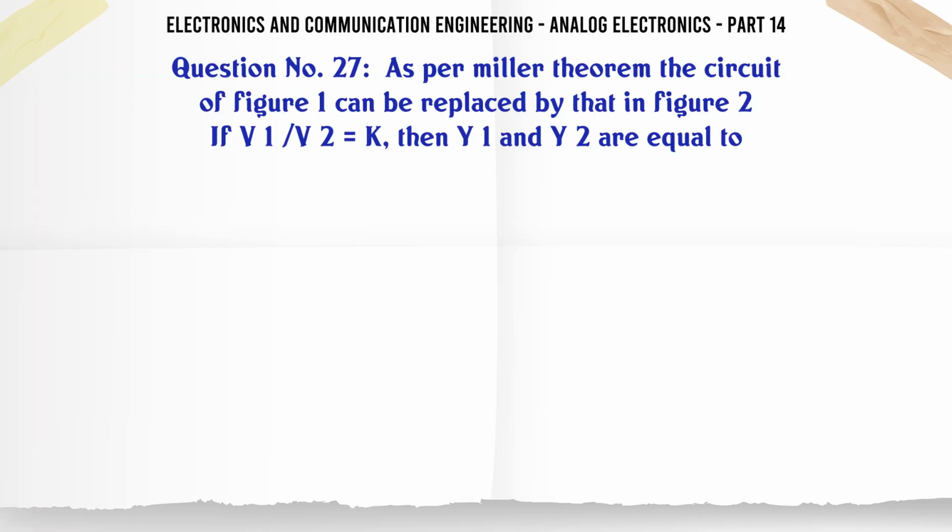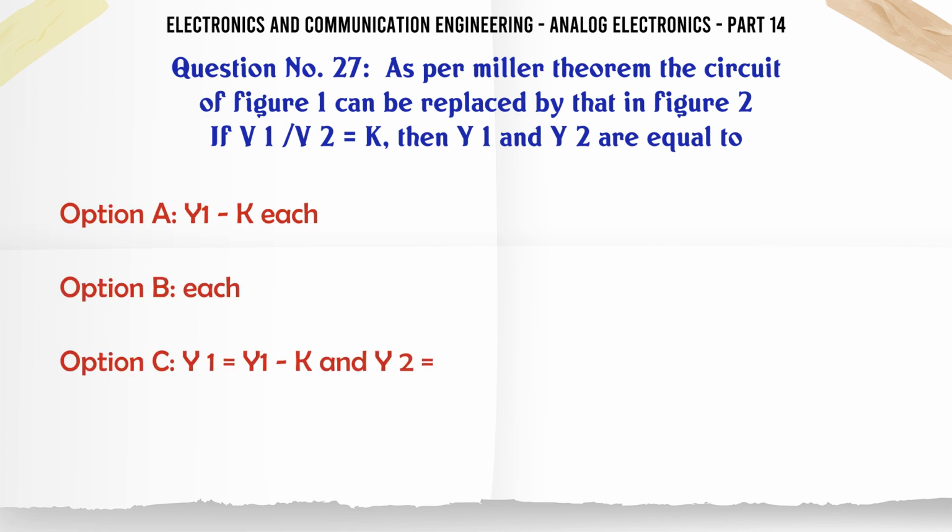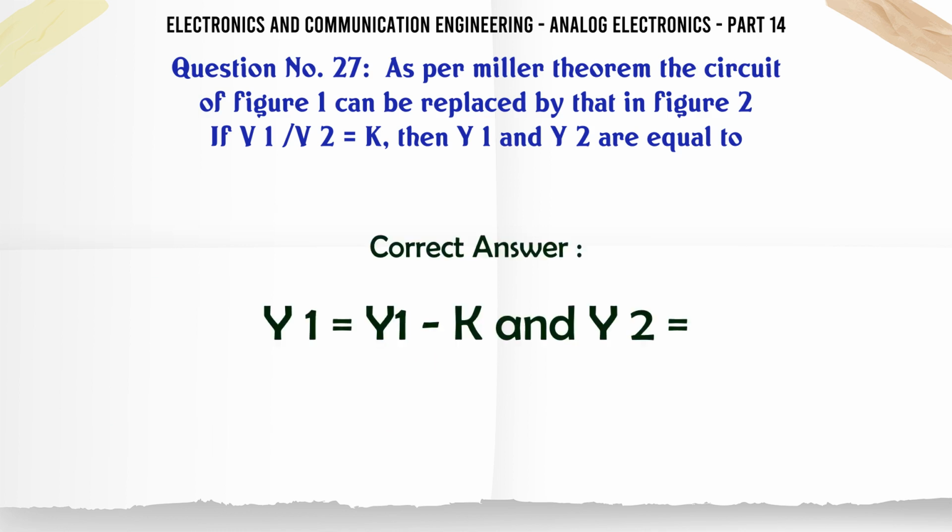As per Miller theorem, the circuit of figure 1 can be replaced by that in figure 2 if V2 = KV1, then Y1 and Y2 are equal to A. Y/K each, B. Y each, C. Y1 = Y(1-K) and Y2, D. Y1 and Y2 = 1/K. The correct answer is Y1 = Y(1-K) and Y2.